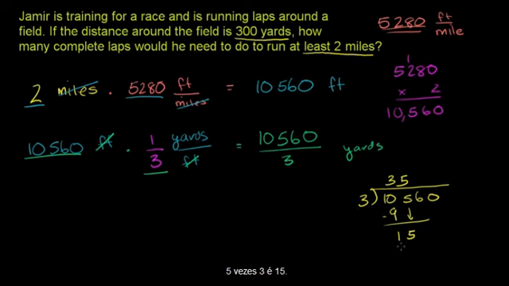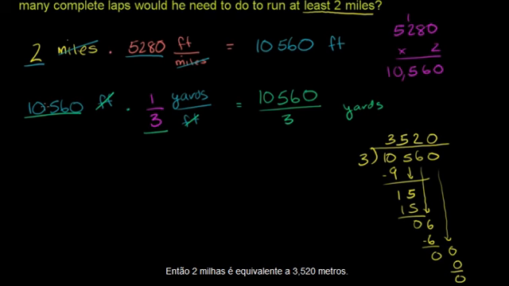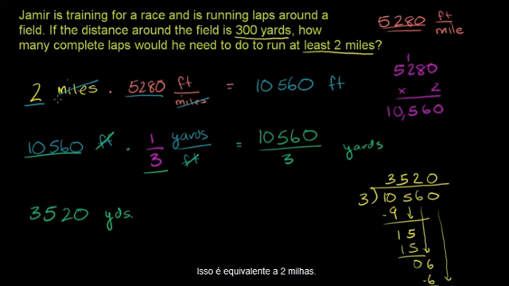5 times 3 is 15. We have no remainder, or 0. You bring down the 6. 3 goes into 6 2 times. Let me scroll down a little bit. 2 times 3 is 6. Subtract, no remainder. Bring down this last 0. 3 goes into 0. 0 times 3 is 0, and we have no remainder. So 2 miles is equivalent to 3,520 yards. That's the total distance he has to travel, the equivalent of 2 miles.